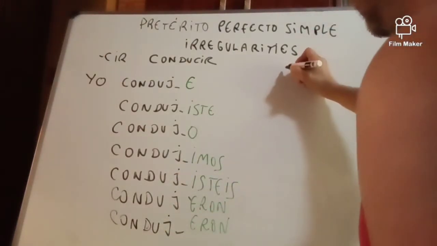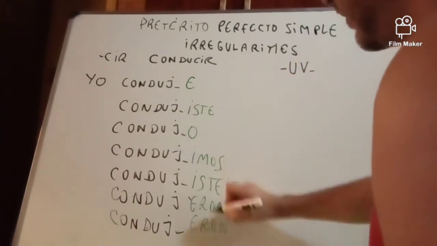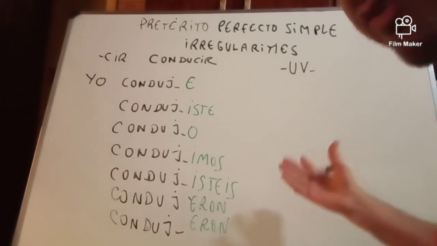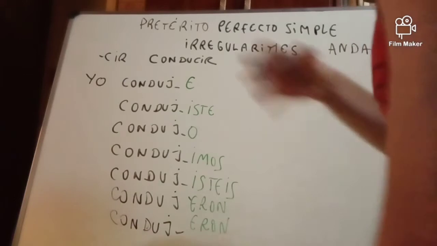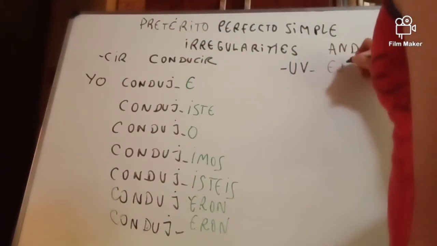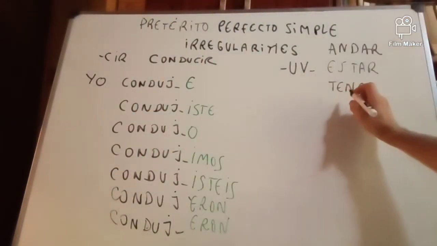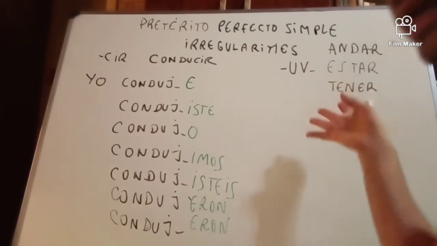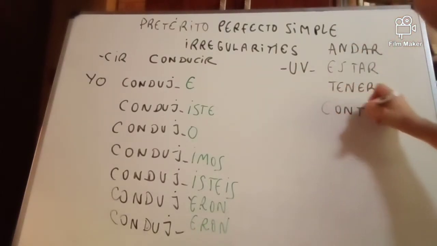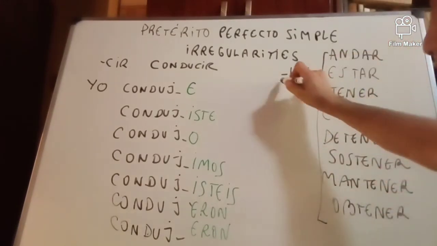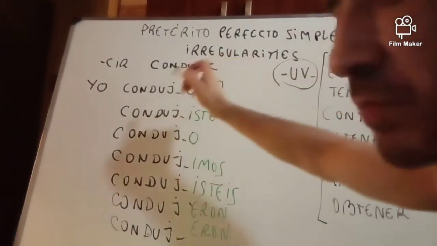There is another group that has this UV just before the ending, just before these endings. And some verbs that belong to this group are andar, to walk, to go around. Estar, we've already seen estar. Tener, and all those that end with tener, that is to say that have a prefix and change the meaning. Like contener. Well, this is a group of verbs that belong to this UV ending just before the endings for each personal pronoun.